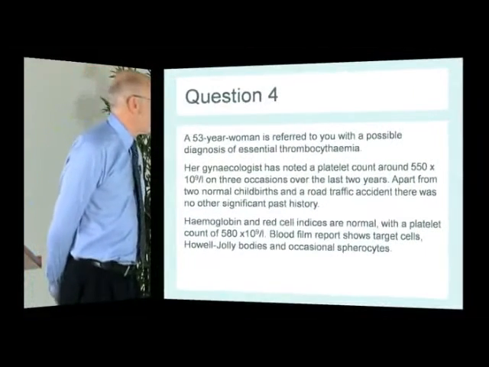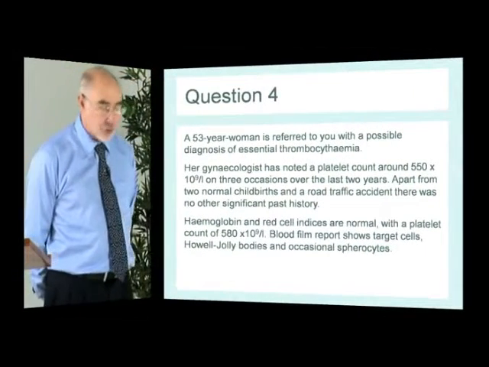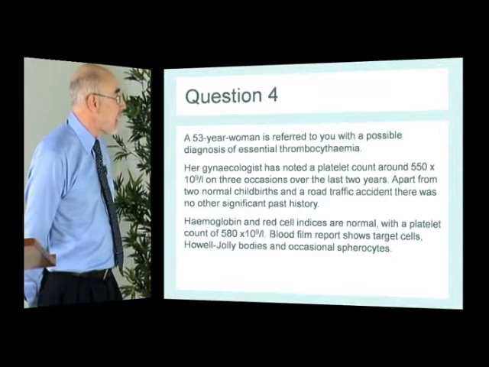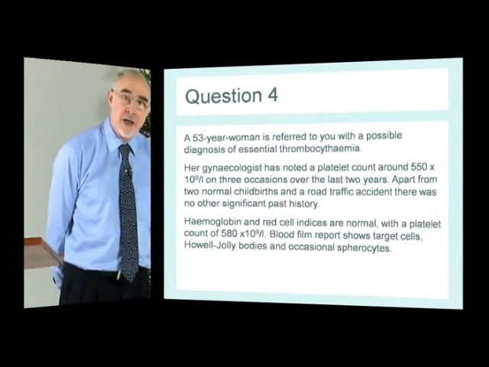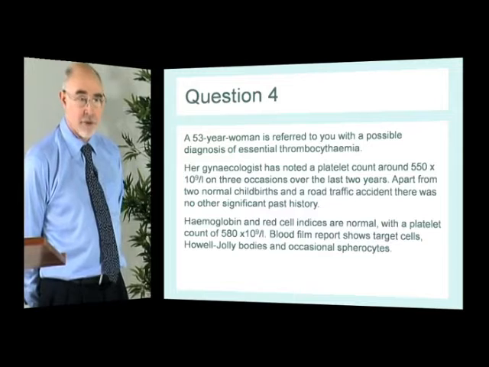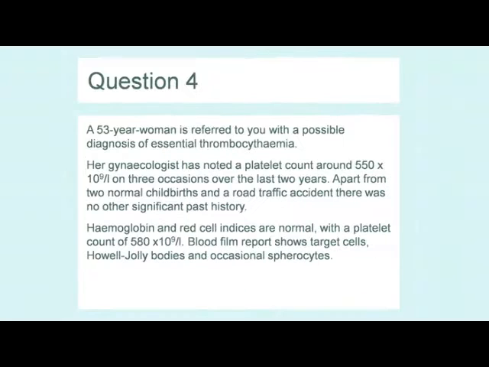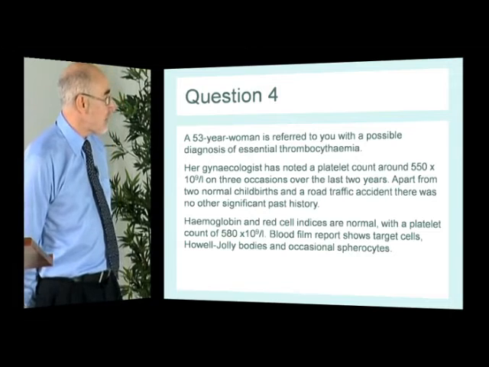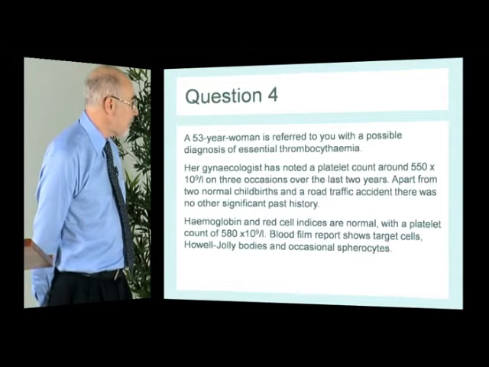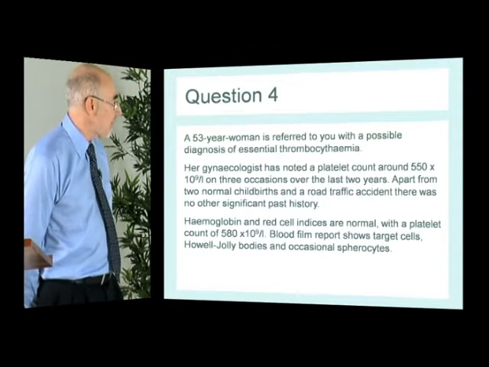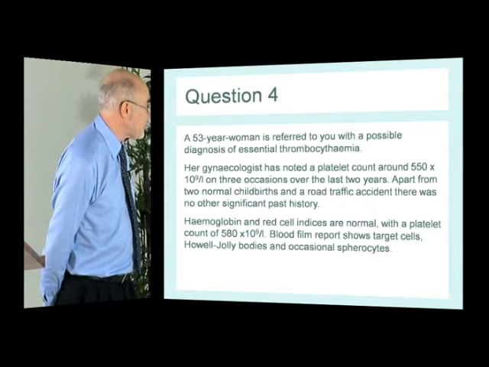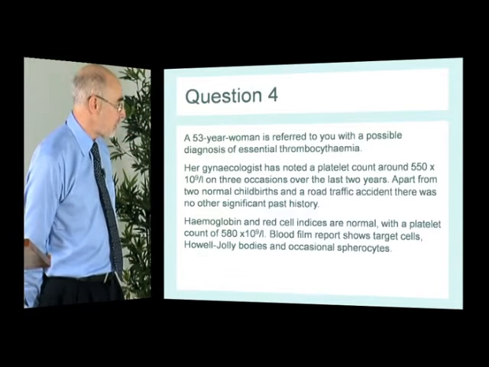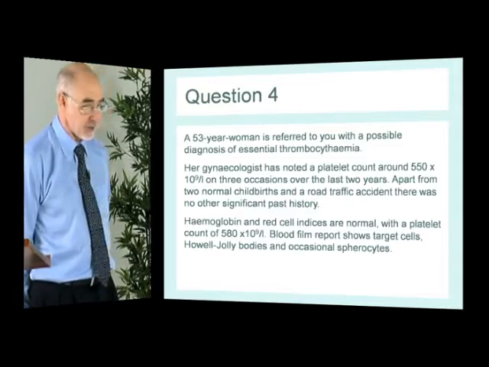So, a 54-year-old woman is referred to you with a possible diagnosis of essential thrombocythemia because her gynecologist had noted a high platelet count of over 500 on 3 occasions. Apart from 2 normal childbirths and a road traffic accident, there was no other significant previous medical history. Her hemoglobin and red cell indices are normal, with a platelet count of 580. The blood film report shows the presence of target cells, Howell-Jolly bodies, and occasional spherocytes.